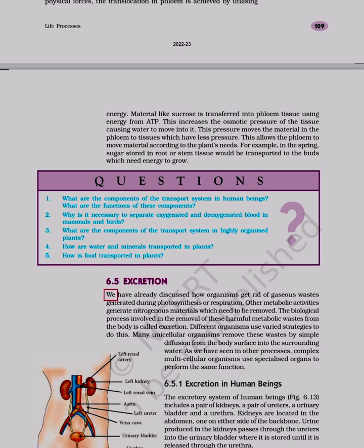6.5 Excretion. We have already discussed how organisms get rid of gaseous wastes generated during photosynthesis or respiration. Other metabolic activities generate nitrogenous materials which need to be removed. The biological process involved in the removal of these harmful metabolic wastes from the body is called excretion. Different organisms use varied strategies to do this.